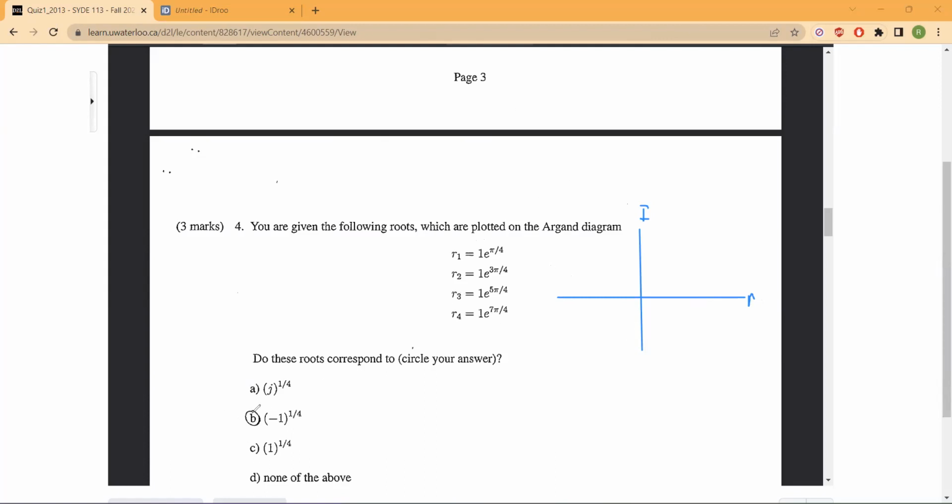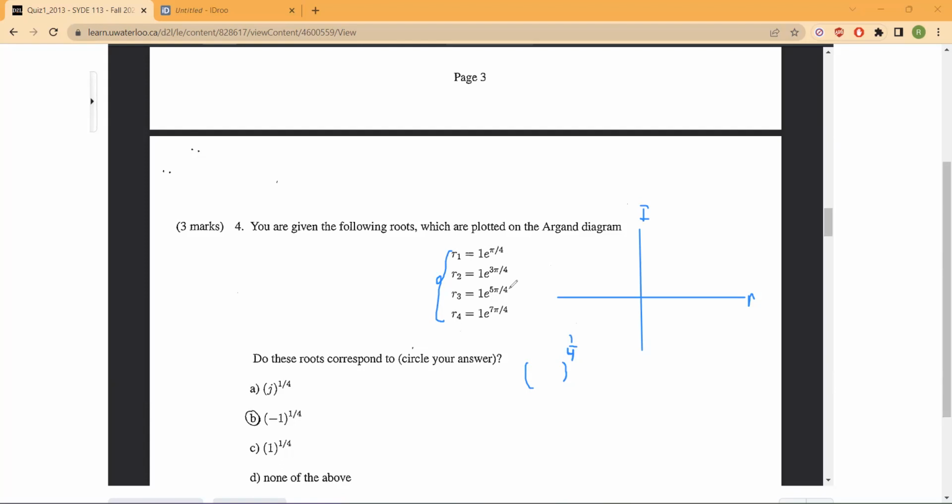So the answer is given here, but let's try to figure out how we could do it if we don't know the answer. You're given the following roots, which are plotted on the Argand diagram: e to the i pi over 4, e to the i 3 pi over 4, e to the i 5 pi over 4, and e to the i 7 pi over 4. So right away, what we notice is that there are 4 roots over here. And why do I say that? That means that what we are taking is going to be to the 1/4. And you'll see why this is really important. So we're taking some e, or some complex number, to the 1/4, and that's why we're finding 4 roots.